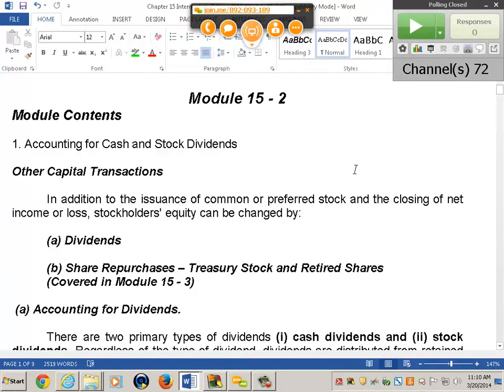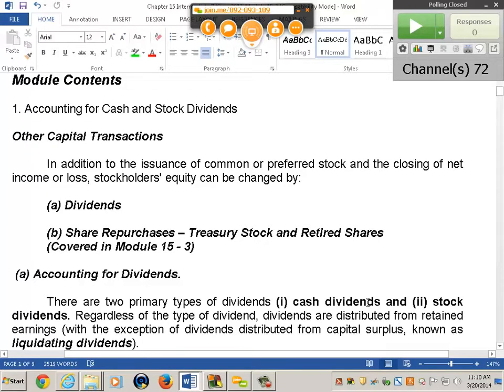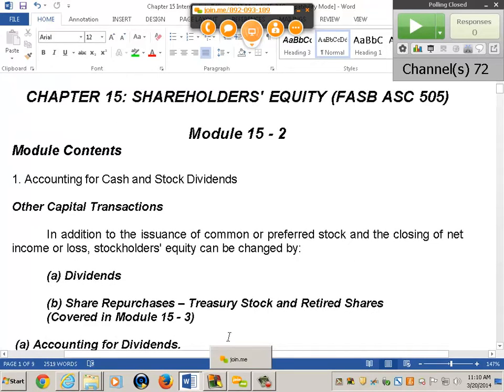We're in module 15.2, and the main objectives here will be to cover accounting for cash and stock dividends. So make sure this is up on the screen so you can see that. So we're going to do cash and stock dividends. That's our learning objective. Then we should look at share repurchases, and we will do that as well in 15.3. So these are ways in which stockholders' equity changes aside from issuing common stock and, of course, the closing of net income to retained earnings.